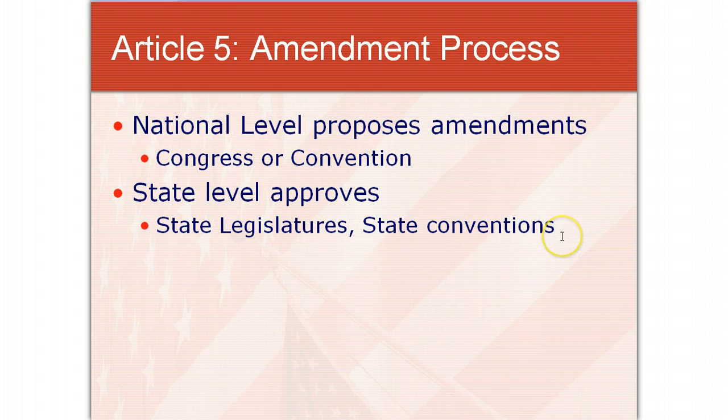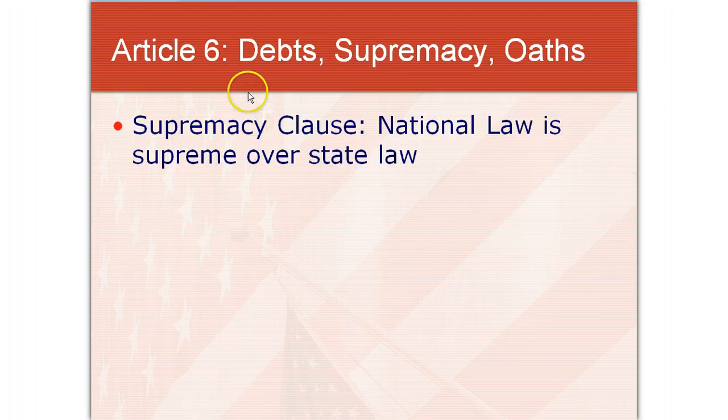Next, Article 5 is the amendment process, which we've already discussed. It tells us that the national level proposes amendments and the state level approves amendments. Article 6 talks about debts, supremacy, and oaths. The big thing you need to know out of this article is the supremacy clause, which tells us that the national law is supreme over state law.